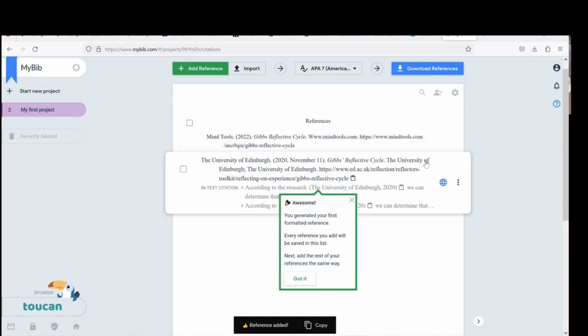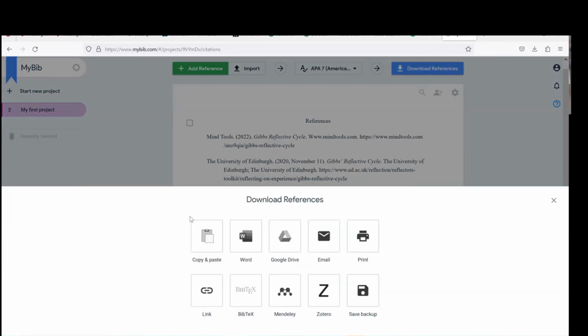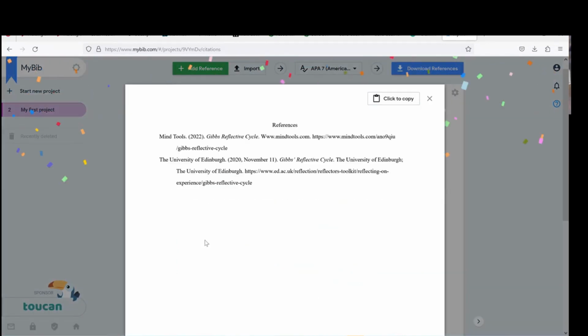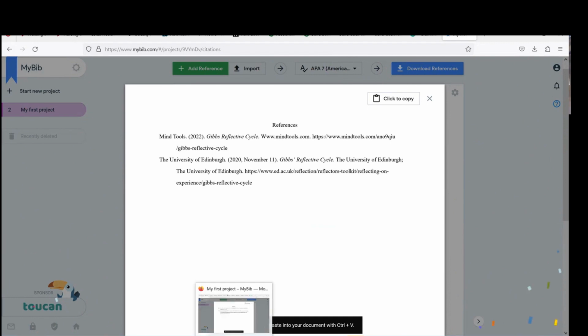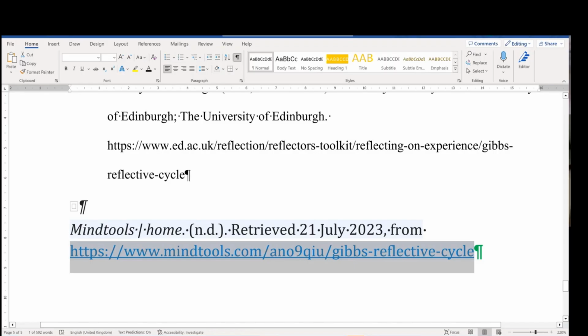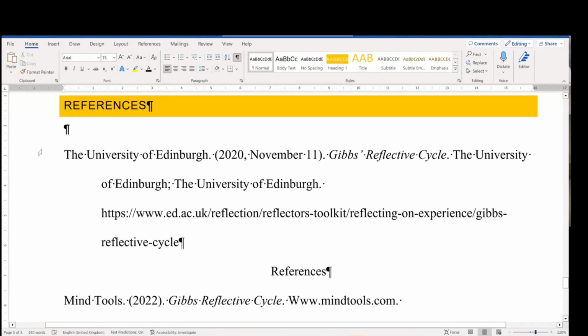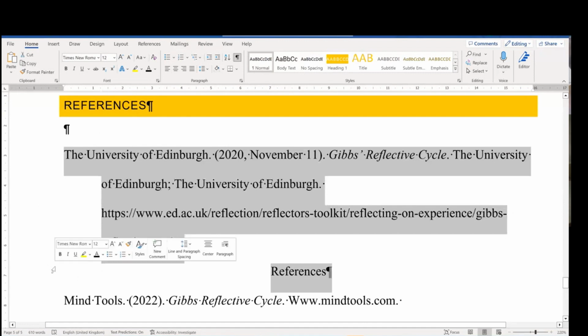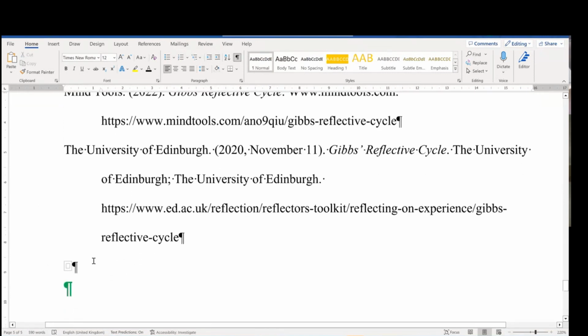If I want to download all of them, I would just download references and then copy and paste and then click to copy. Then go into my document again. Then I would delete all of this completely and put it in here. So, and these are now my references and they look a lot better than what I had before, don't they?